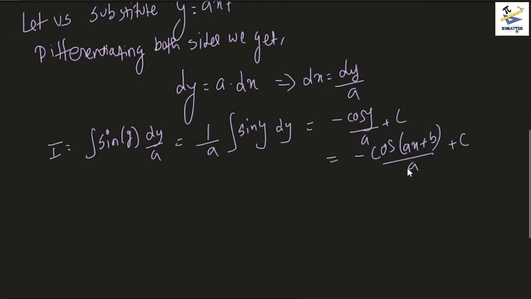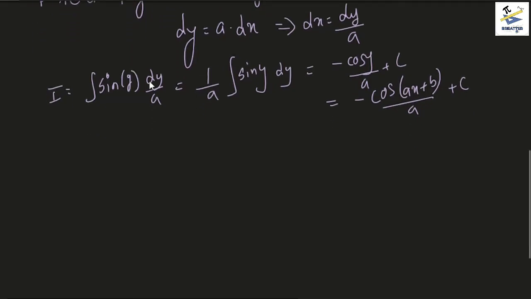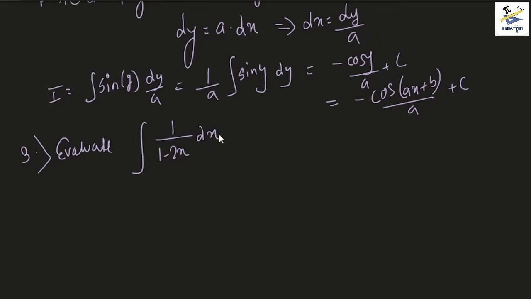So as you see, this kind of integrals can be solved by using simple substitutions, but obviously there are harder ones. So let us try to find out another integral. Evaluate the integral of 1 by (1 minus 2x) dx.